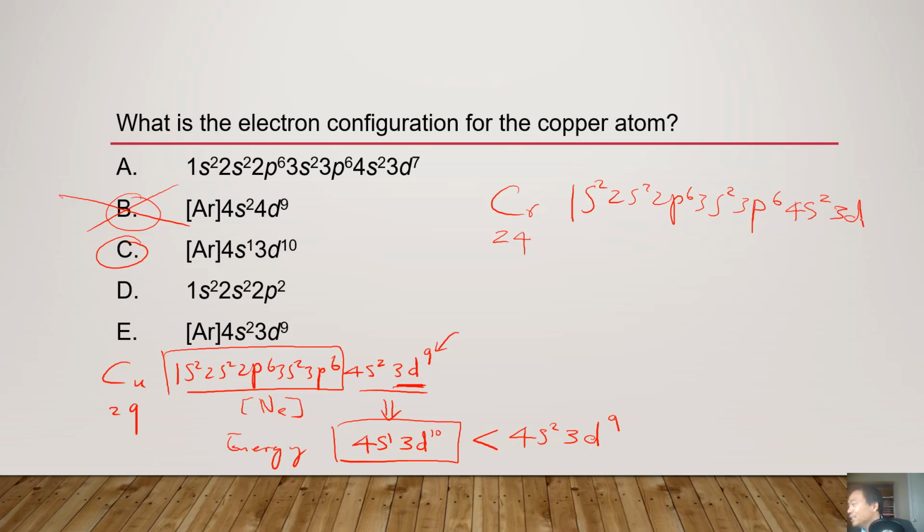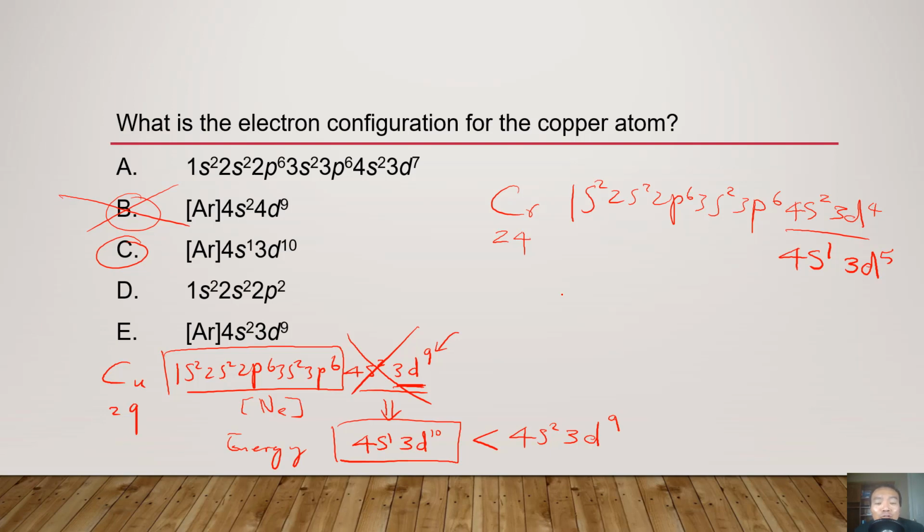4s2, now 3d, it would be 3d4. So if you write it, you might think this is correct, but similar to what you see for copper, you get the first theoretical electronic configuration wrong. The correct one should be not 4s2 and 3d4, but rather 4s1 and 3d5.